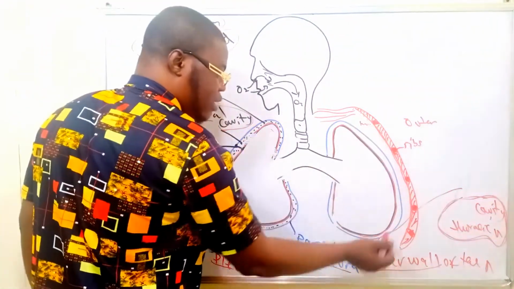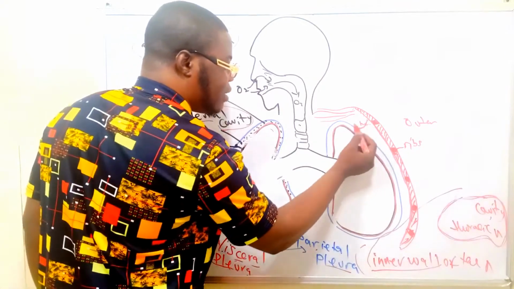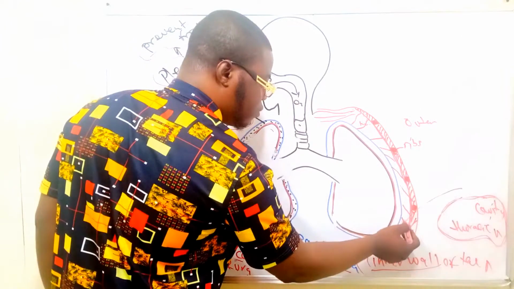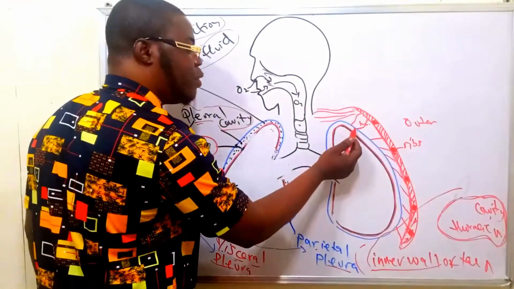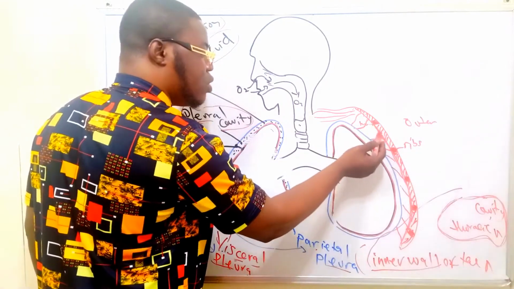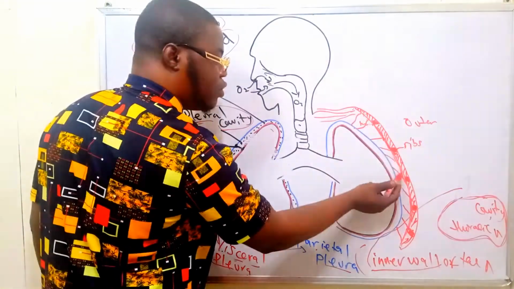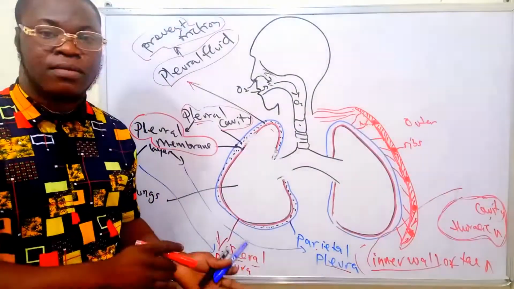So this inner wall, this pleural cavity, this parietal pleura, that is where it attaches itself. The parietal pleura strictly adheres with this thoracic cage, the inner wall of the thoracic cage. So that is what I want you to understand from this.